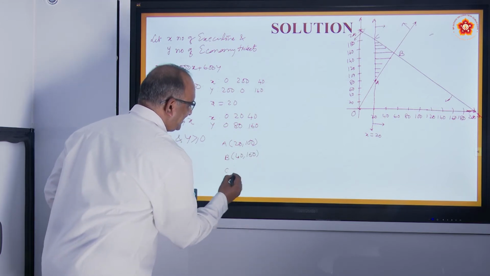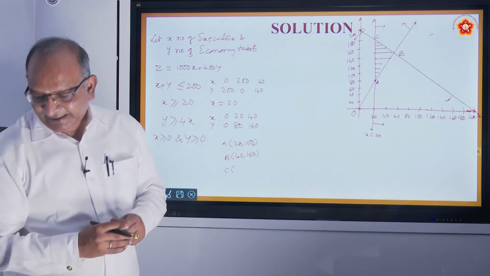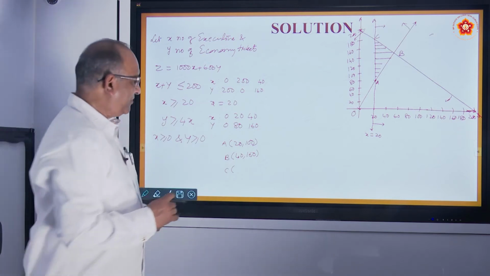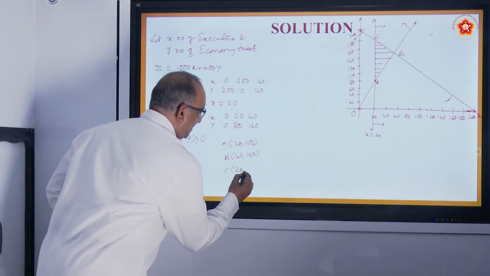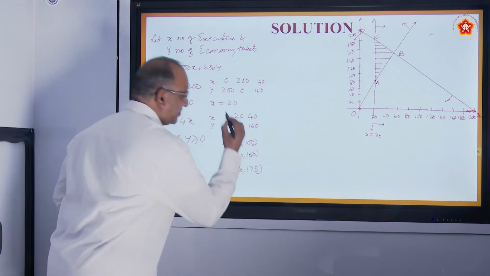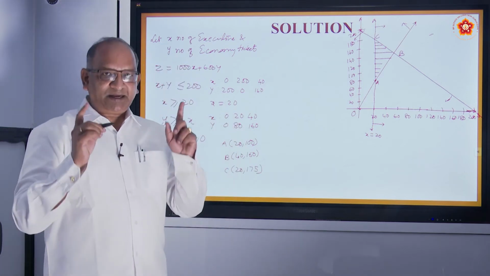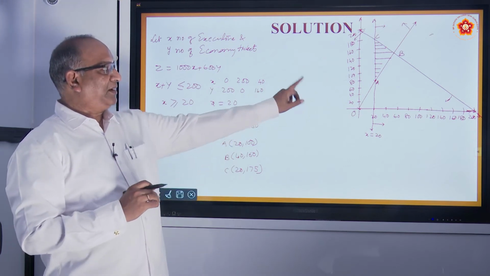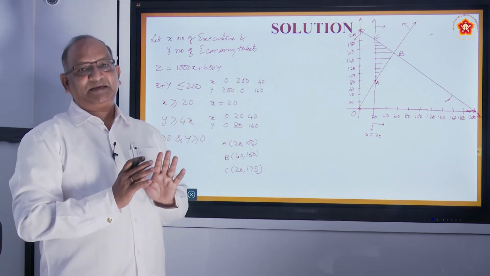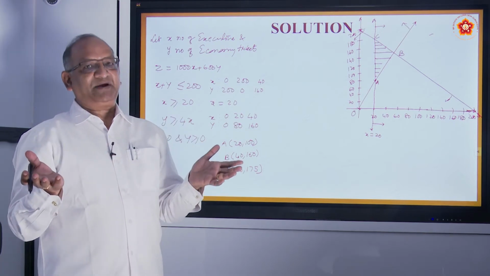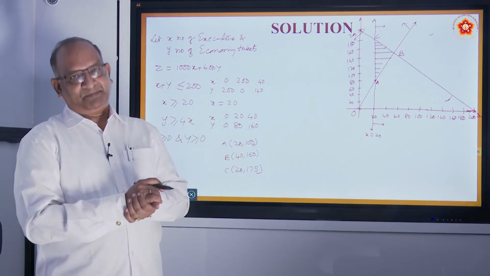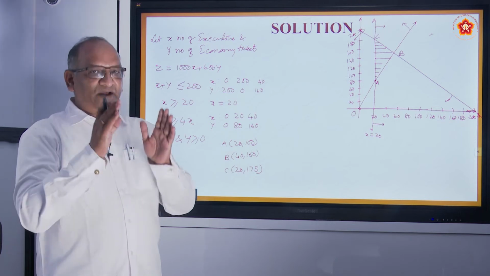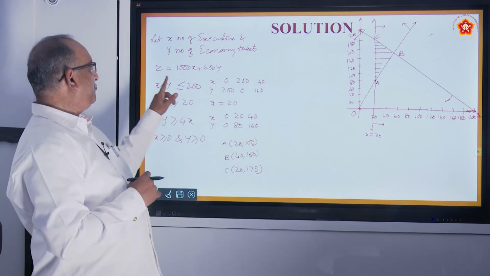And the point C which we find is 20, 175. This we have to read from the graph paper. So it is very, very important to know the coordinates of A, B, C, and you will know without any difficulty when you do it on the graph paper. Now for all these 3 points we need to know what is Z.